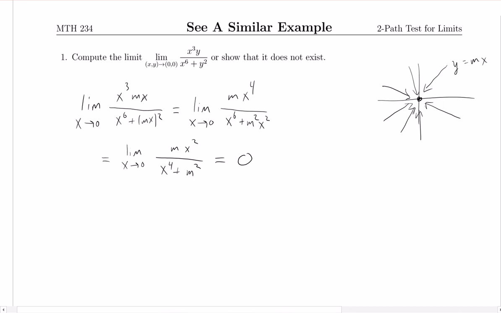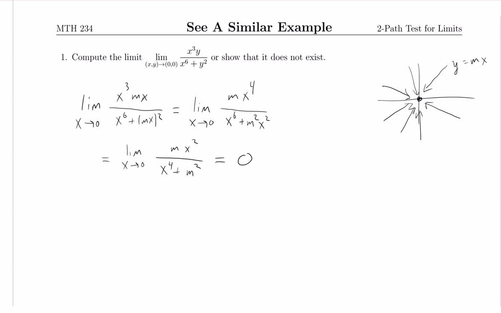So, what does this tell us? This tells us that for all possible straight line paths to the origin, the limit is equal to 0, for all of them. But we have to be careful at this point. It's tempting to say that the limit is therefore 0, but this is not true.